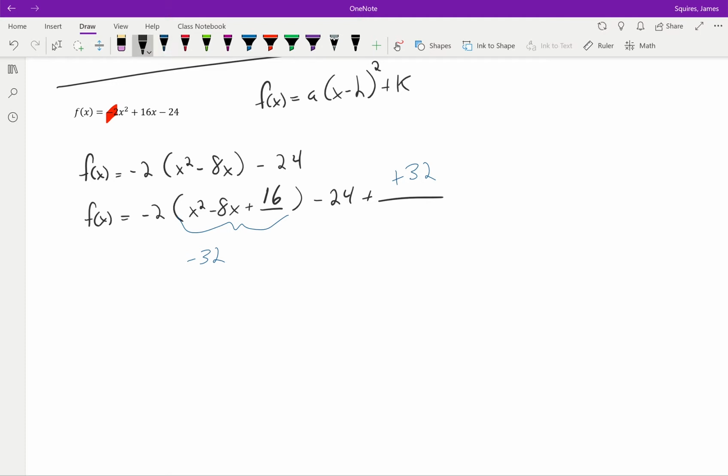Alright, so f of x equals -2 times, now we have that perfect square, (x minus 4) squared.